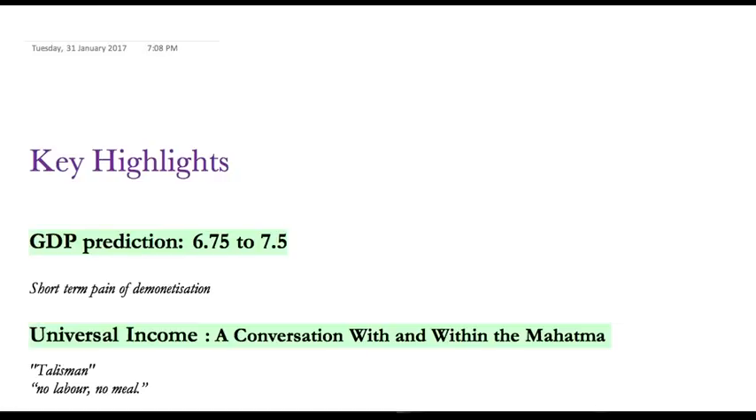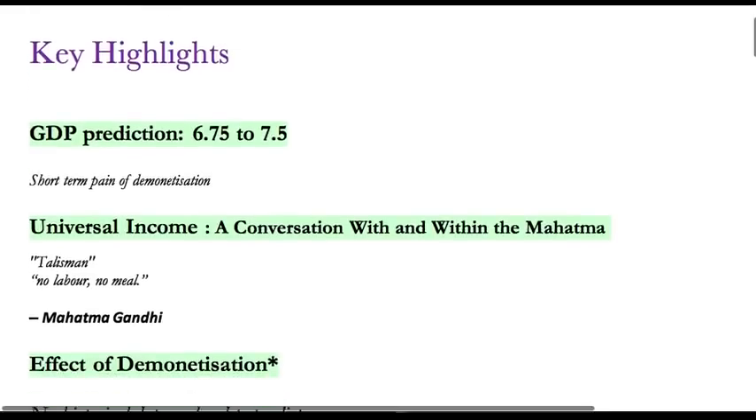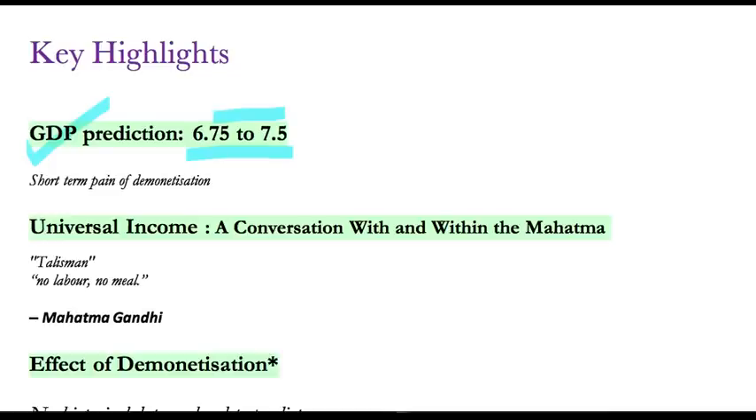And the key highlight of this survey is the GDP prediction. That is, the prediction of GDP is between 6.75 to 7.5%. And why this large gap? Because of the demonetization effect. We don't have any history of it, so we can't predict what effect it will have. That is why the gap is so large.